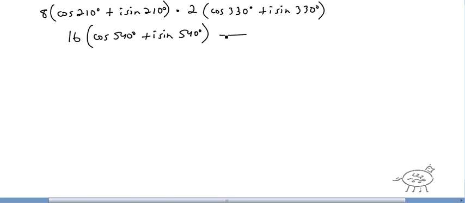If I'm asking you just for polar, you're almost there. The reason you're almost there is because this value of theta really needs to be less than 360 degrees. Well, what do we do? Coterminal.